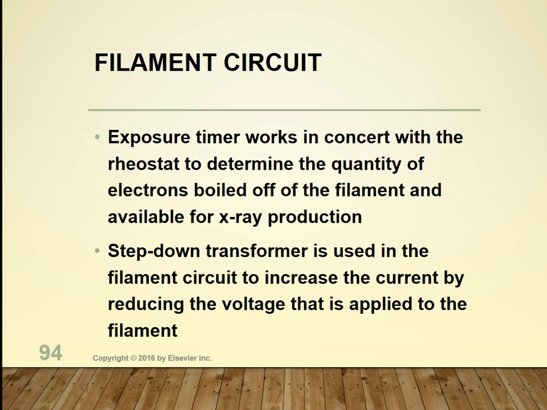You have a step-down transformer here to increase the current by reducing the voltage that's applied to the filament. And the purpose of the filament circuit is to control the degree and duration that the filament is heated, which in turn controls the number of electrons that are boiled off that ultimately become the tube current. Although the step-down transformer reduces the voltage applied to the filament, we're not concerned with the current through the filament. We talk about the output current of the transformer, and that as voltage decreases, current increases.